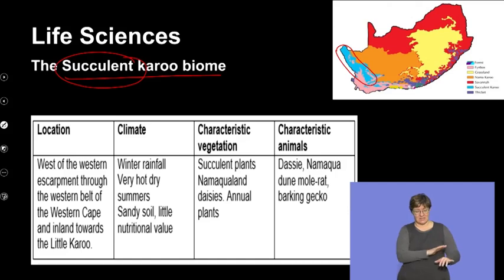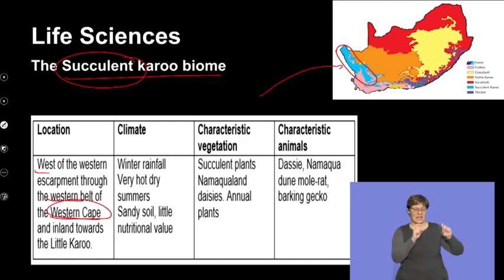So in the areas on the map that are shaded out in blue, this is the west of the Western Escarpment, through the western belt of the Western Cape. As I indicated here, along this area and inlets towards the little karoo down there, you'll find it.